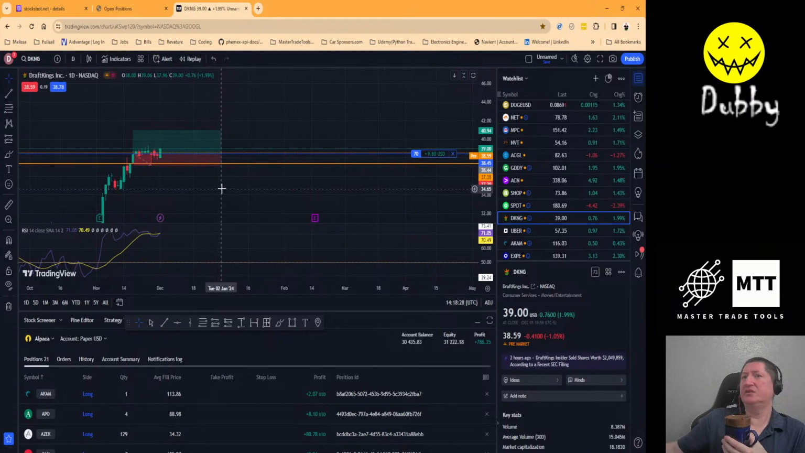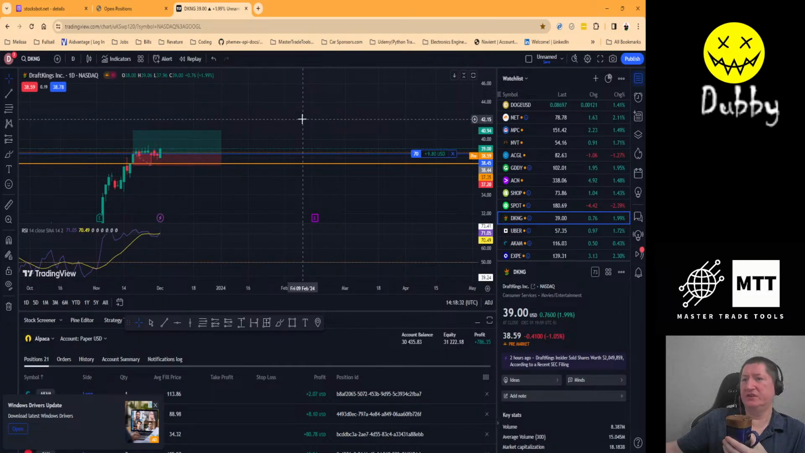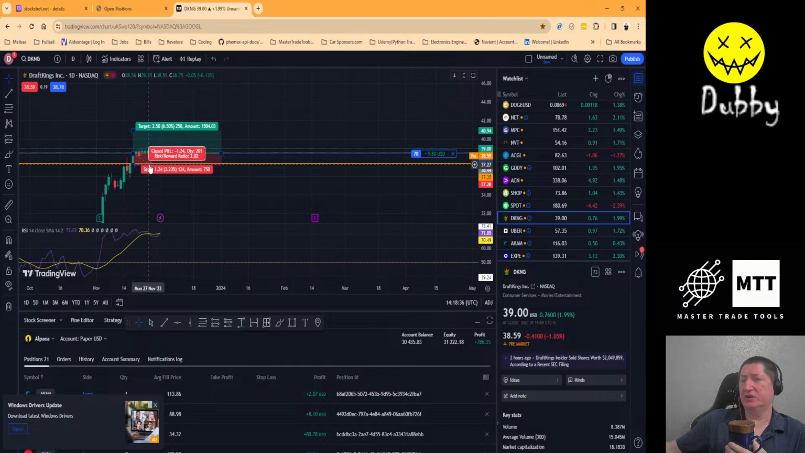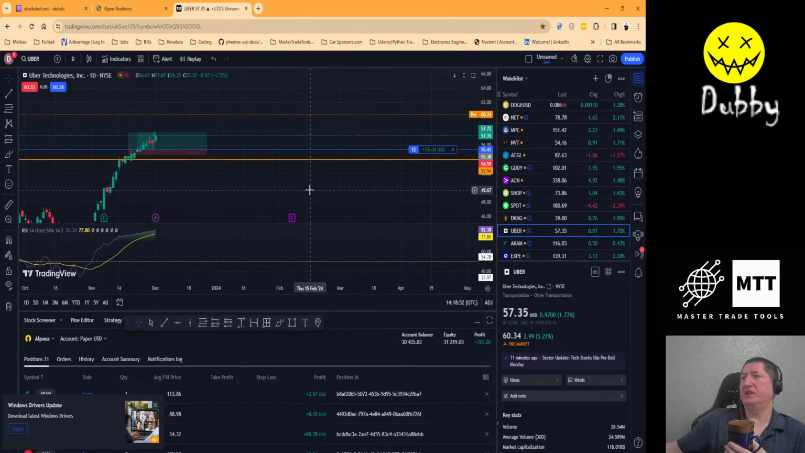This is DraftKings. It has been sideways movement since we got into it. At one point, it could have stopped out, but it did not. It was right at the edge. And we have moved from our red into our green. So that's good. Uber, $59.04. That's going to close out as well.